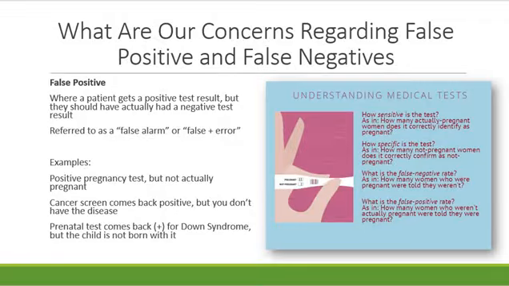What about false positives and false negatives? These probably have more concern for the things that you do. For example, a false positive is when a patient gets a positive test, but they actually should have gotten a negative test. So this is a false alarm or a false positive error. For example, a positive pregnancy test, but the individual is not pregnant. Or the cancer screen comes back positive, but one does not have the disease. Or a prenatal test comes back positive for Down syndrome, but the child is not born with it.